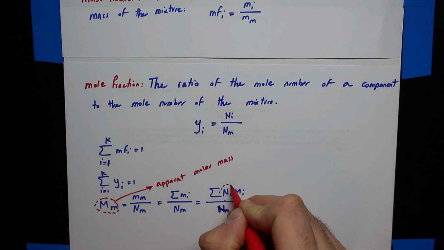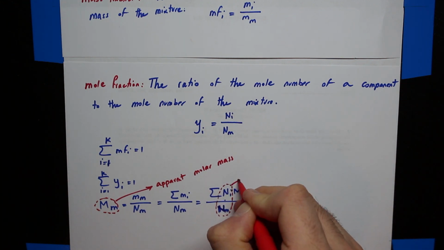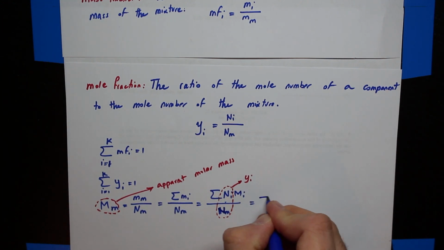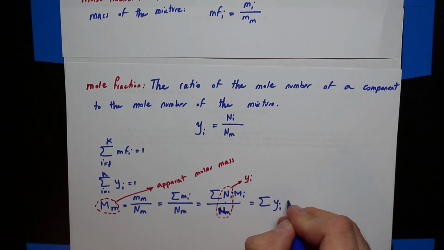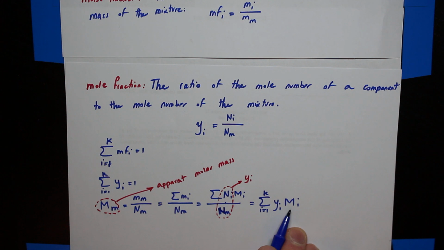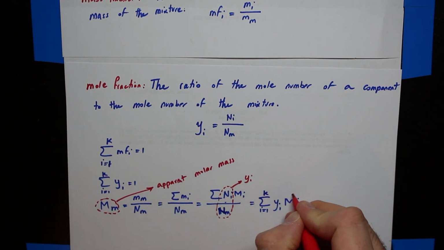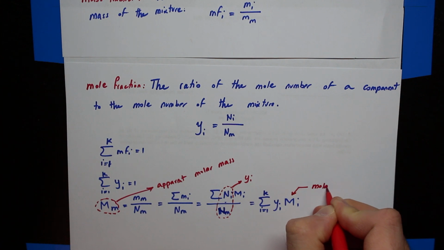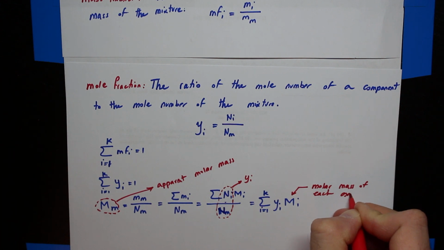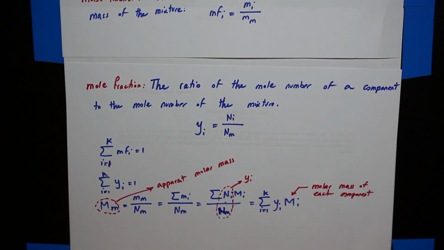So I can rewrite this with y_i. So this will be equal to sigma y_i M_i, and i starts from 1 to k. So this M_i is the molar mass of each component, and M_m is, as I said, called the apparent molar mass.